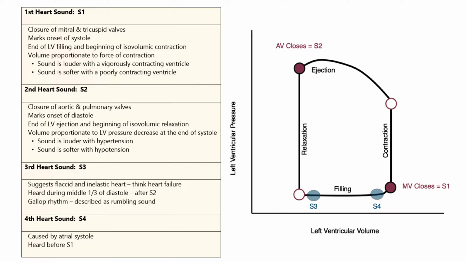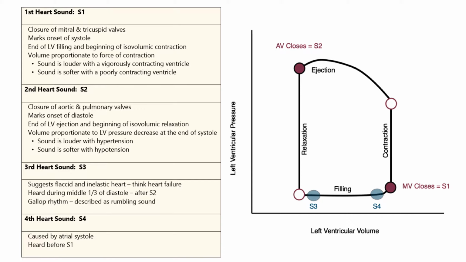The second heart sound is S2, and it is described as the closure of the aortic and pulmonary valves. It marks the onset of diastole, the end of left ventricular ejection, and the beginning of isovolumetric relaxation. The volume is proportionate to the left ventricular pressure decrease at the end of systole. The sound is louder with hypertension, and softer with hypotension.